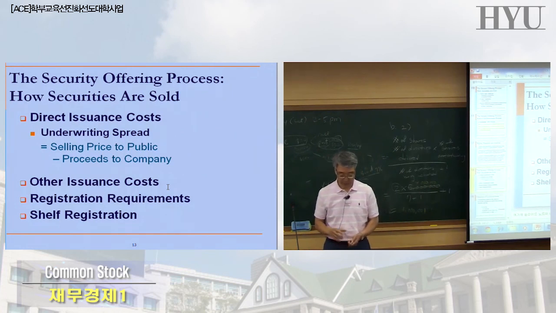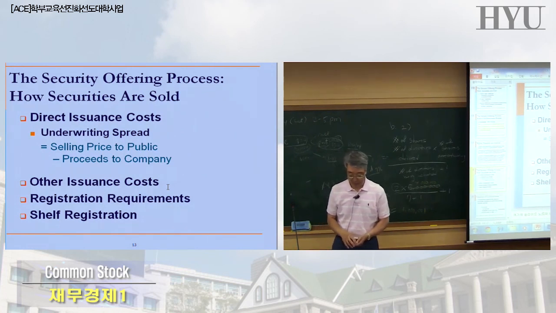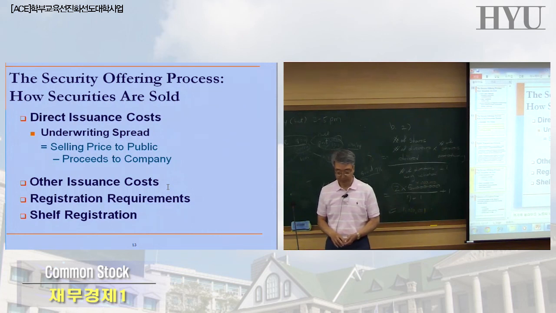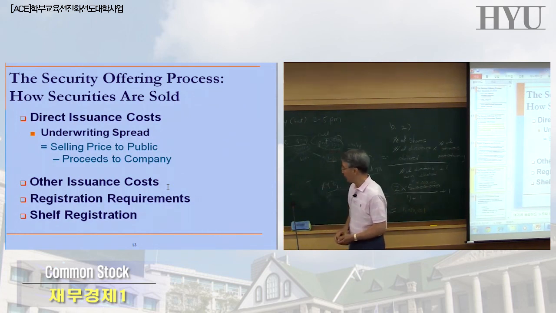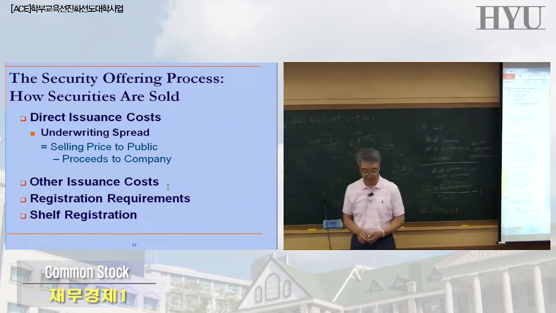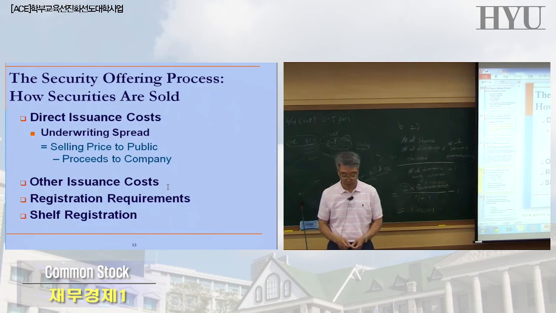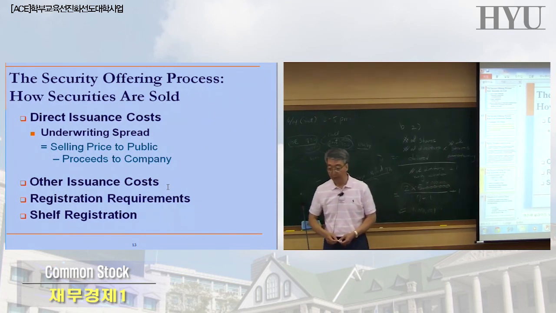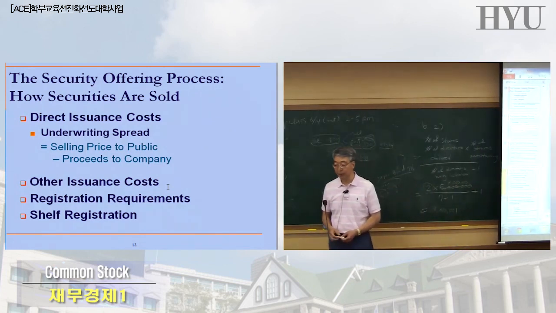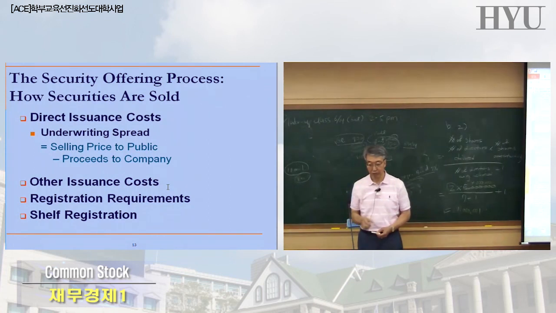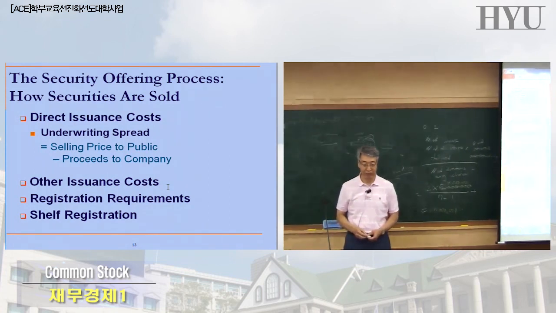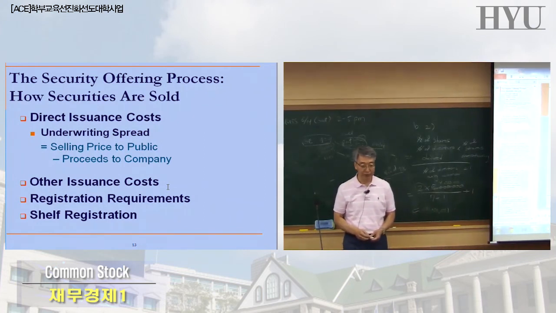Yeah, that's the direct issuance cost. So there's underwriting spread, and there are other issuance costs. I mentioned the finder's fee and legal fee and filing fee and all kinds of things. Filing fee is related to the registration requirements. In order to sell your stocks in the market to public, you have to register. In other words, you have to file a lot of documents. There are tons of documents you have to file.